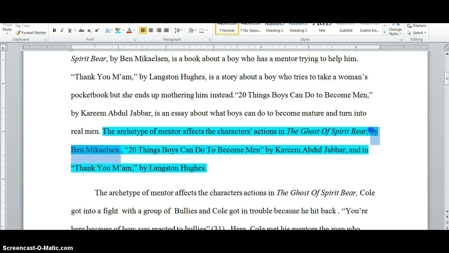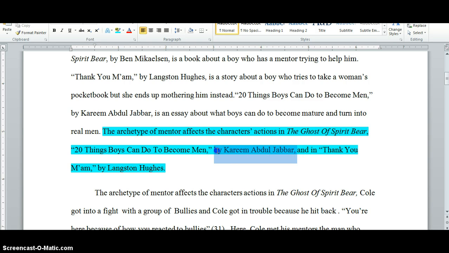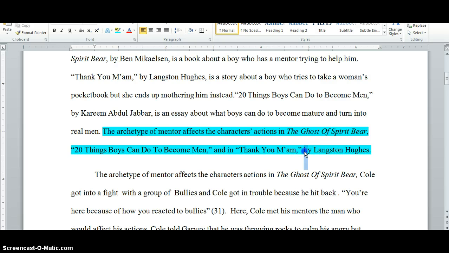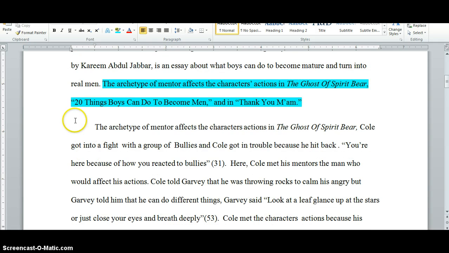So let's take these out. Let's just make it The Ghost of Spirit Bear. 20 Things Boys Can Do to Become Men. And in Thank You, Ma'am. And let's just make it nice and simple, because you've already listed who the authors are, so you don't need to do it again. Okay, first body paragraph. "The archetype of mentor affects the character's actions," so make sure you're doing the same here as you do in your thesis statement, that you have your, whatever you call that.